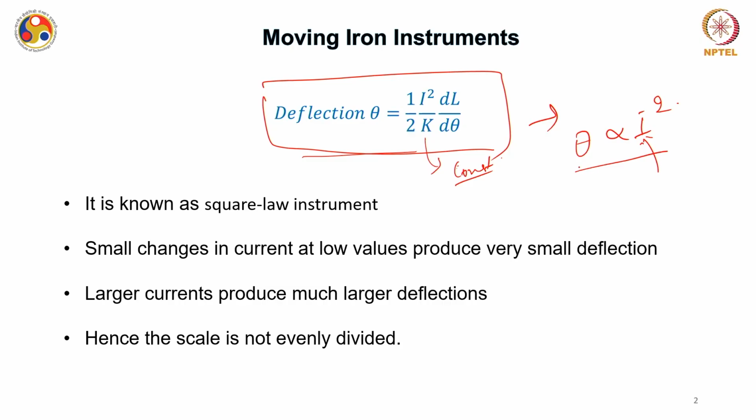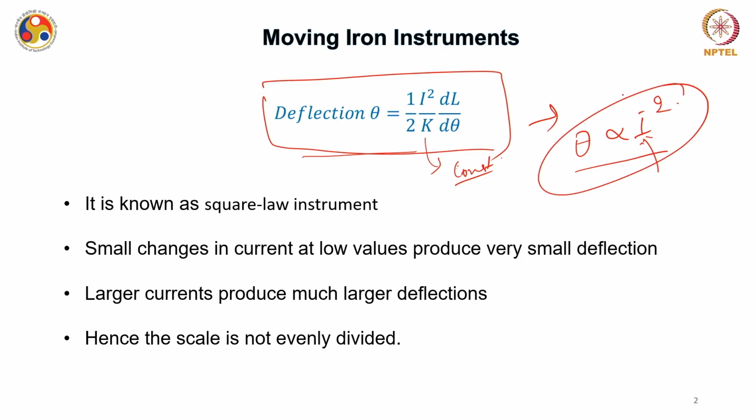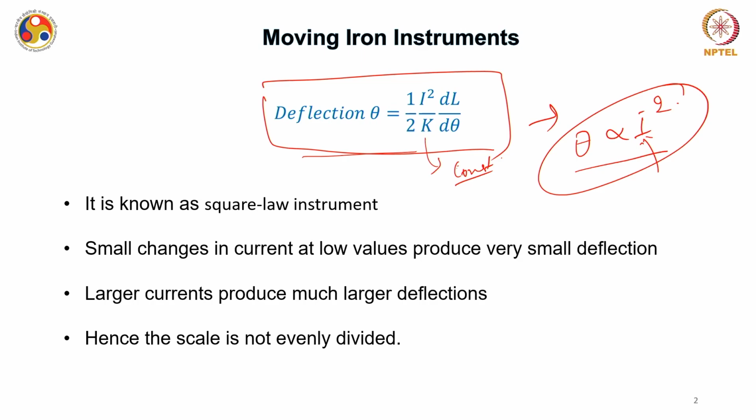So, the deflection is directly proportional to I square rather than being proportional to I, which was the case in PMMC instruments. Because of this, we have seen that the moving iron instrument is a non-linear instrument, or it has a non-linear scale. Because of this square law, it is known as a square law instrument. And since the scale is non-linear, a small change in current at low values produces very small deflection, while a large current will produce much larger deflection.